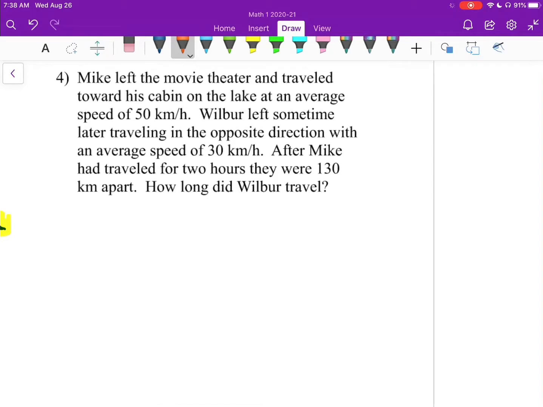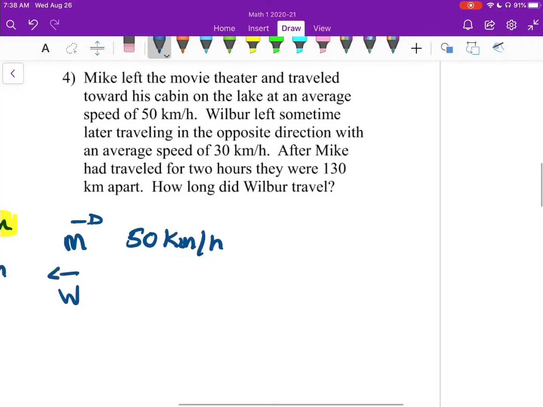All right, number 4. Mike left the movie theater and traveled towards his cabin on the lake at an average speed of 50 kilometers per hour. So Mike traveled at 50 kilometers per hour. Wilbur left sometime later, traveling in the opposite direction. Okay, so we're going to need to remember that Mike was traveling forward, Wilbur was traveling the other way. And he had an average speed of 30 kilometers per hour.